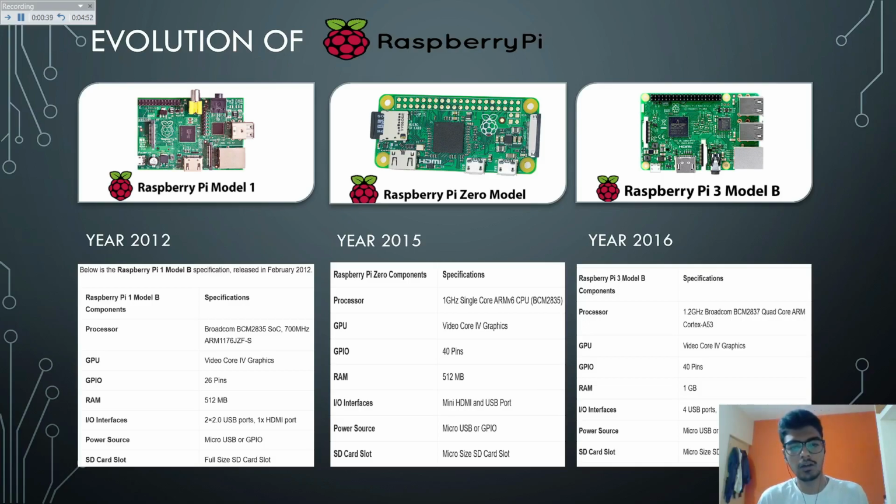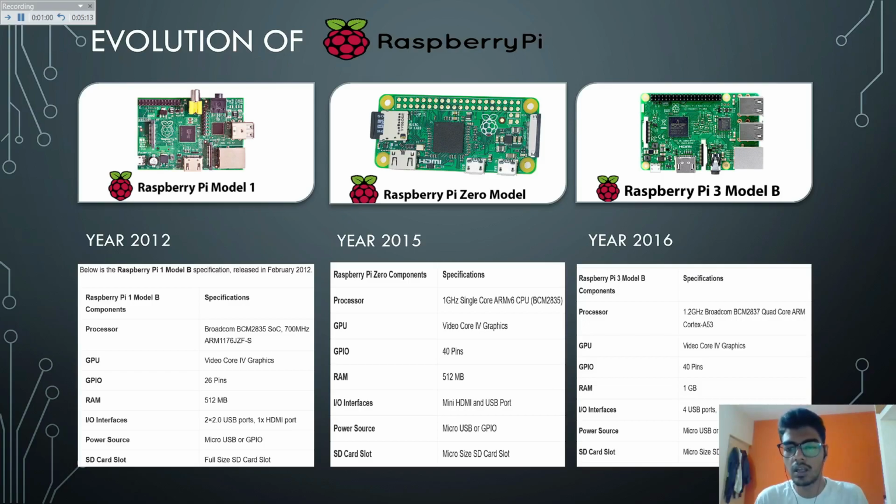There are minor differences between the boards, and the processing of the processor has been improved every year. As you guys can see, in 2015, it was a 1 gigahertz single core ARM based processor.